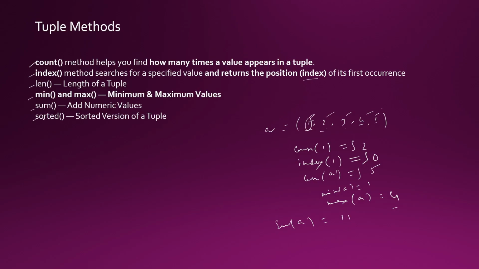Okay, sorted version of tuple. So if I write sorted of a, then it will sort my tuple in ascending order. Okay, that means 1 1 2 3 4, like this. Okay, so these are a few inbuilt functions in tuple, and they work in the same way they work in list.